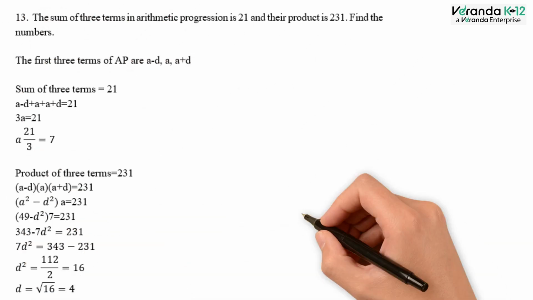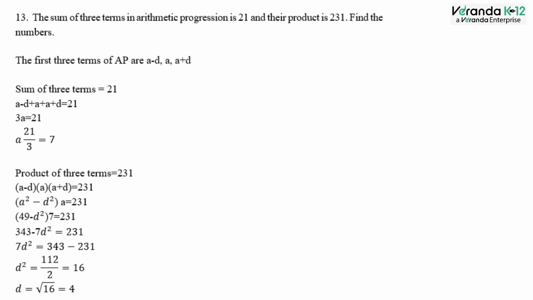13th question. The sum of 3 terms in arithmetic progression is 21 and their product is 231. Find the numbers. The first 3 terms of the AP are taken as a − d, a and a + d. The sum of the 3 terms is 21, which is a − d + a + a + d = 21. Plus and minus d get cancelled, so 3a = 21. a = 21/3, which is 7.